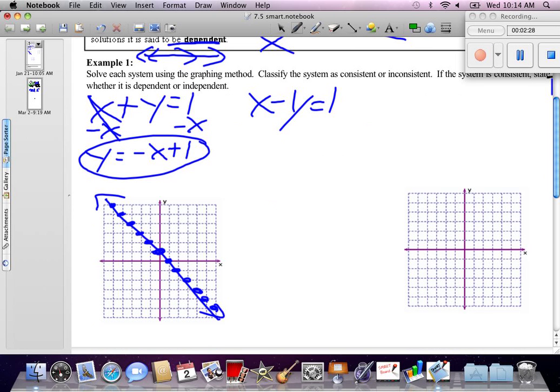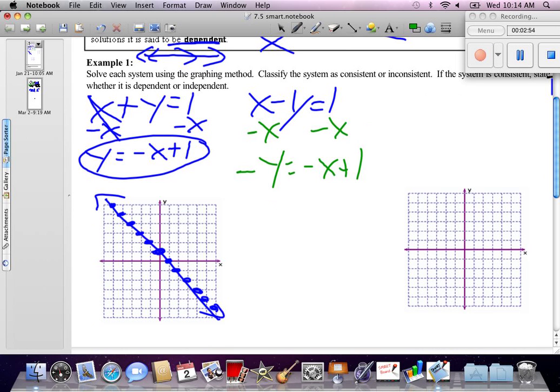Okay, Devin, is the second equation I have up here in y equals mx plus b form? No. What would I do to get it there? I need to get rid of what? The x. Can you stop answering his question? Stop talking. So Devin, I'm going to subtract the x. Thank you. And I get negative y equals negative x plus 1.